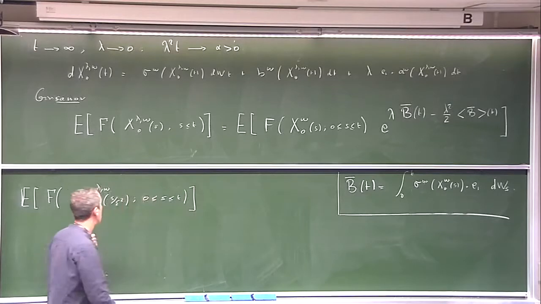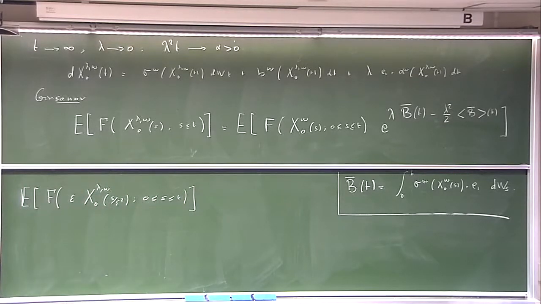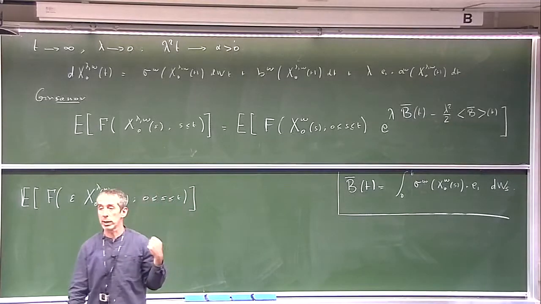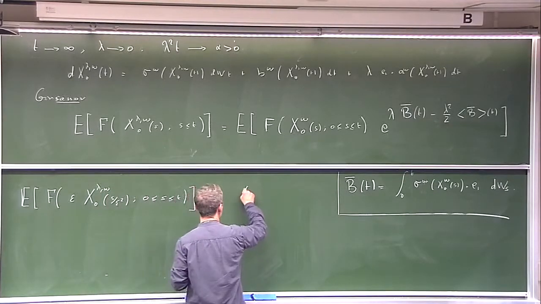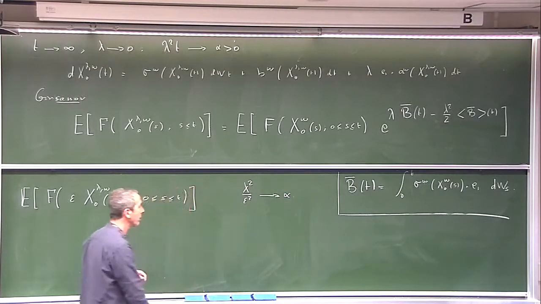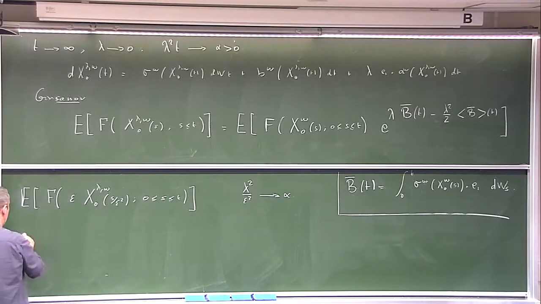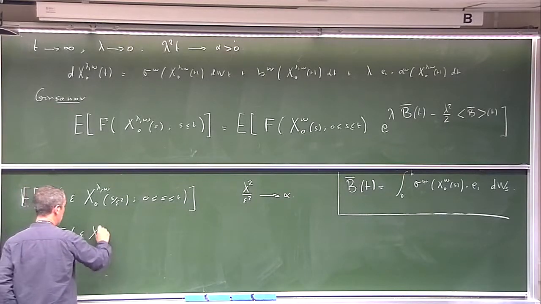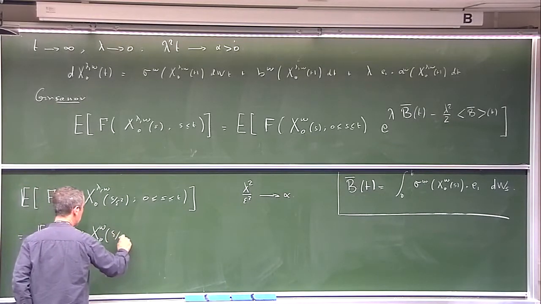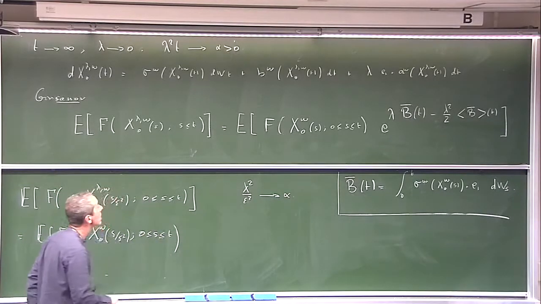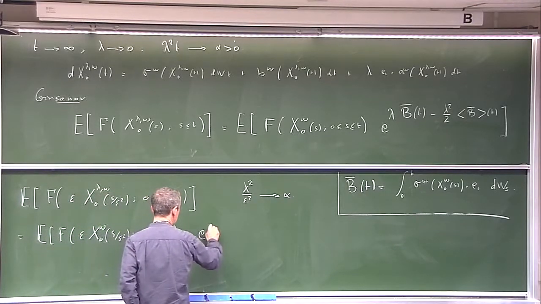OK, so here I'm going to scale time by a factor 1 over epsilon square. And I have lambda. My condition, the regime in which I want to study this limit is when lambda square t tends to infinity. In terms of epsilon, this means that lambda square over epsilon square converges to alpha. OK, so we use the formula over there. This is the expectation of f of the same thing, just without the lambda. Times the weight, which is exponential lambda.